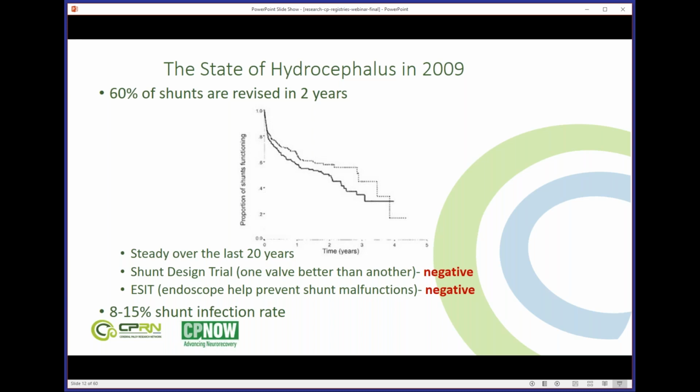So 60% of the shunts are revised in 2 years. You can imagine if you were going to buy a car, you would never buy a car that had a 60% chance of breaking in the first 2 years. Sadly, those numbers were pretty steady over 20 years.